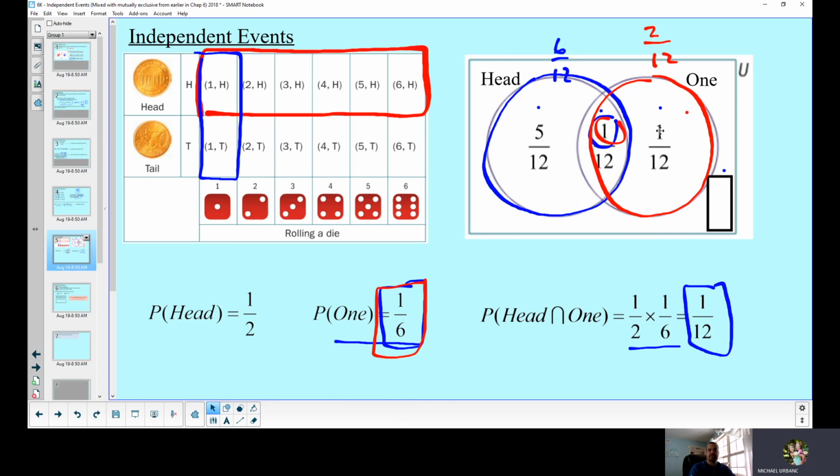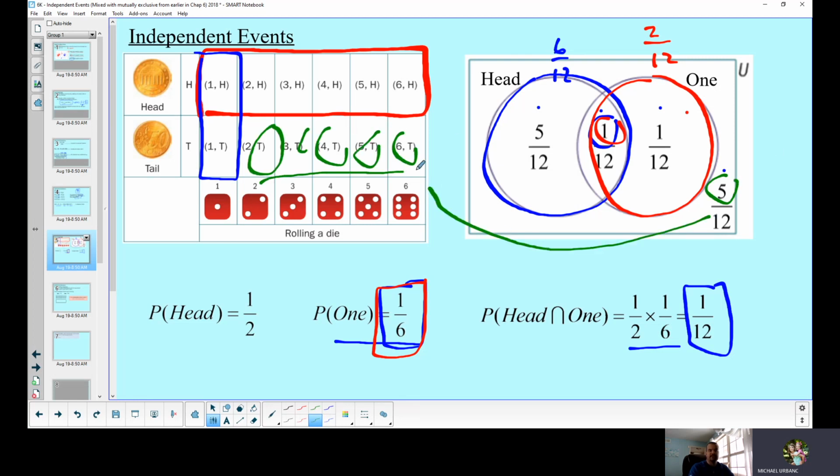And then if we do 5 plus 1 plus 1, we get 7, which leaves us with 5/12 on the outside, which makes sense according to our diagram. Because if you look, we have 5/12 here, but you also have 1, 2, 3, 4, 5 outcomes right there that do not have either a head or a 1.